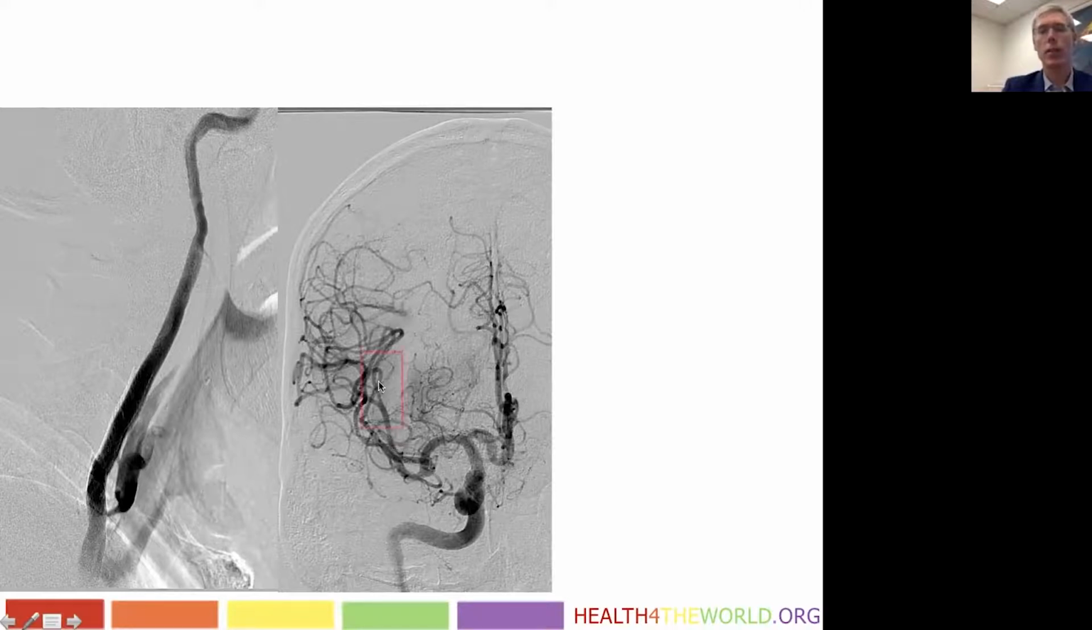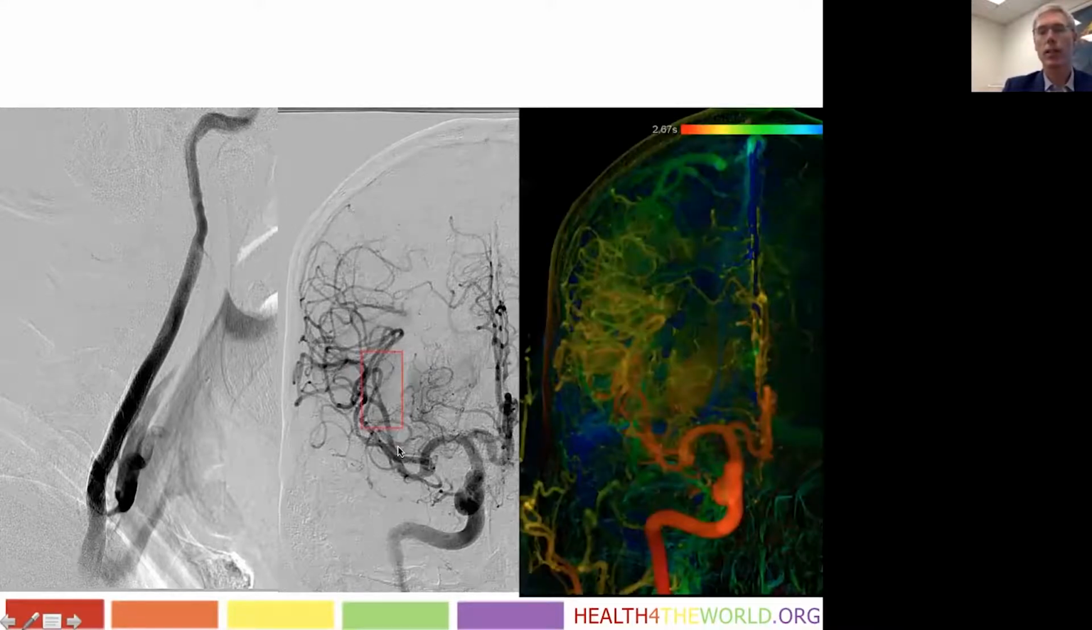And you can see that branch is obviously recanalized. This is a parametric color map, just gives us time-encoded information as to the contrast density curves. And this is one of the advanced software packages that we use for some of our angiographic cases.